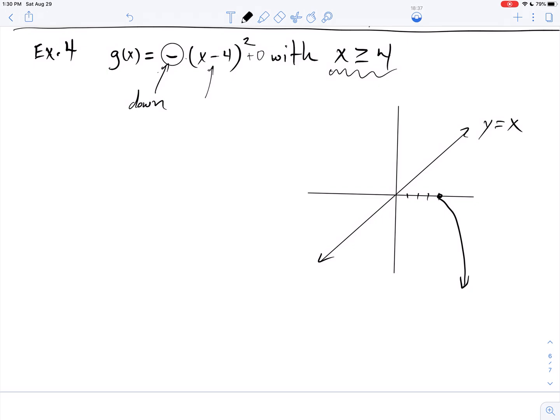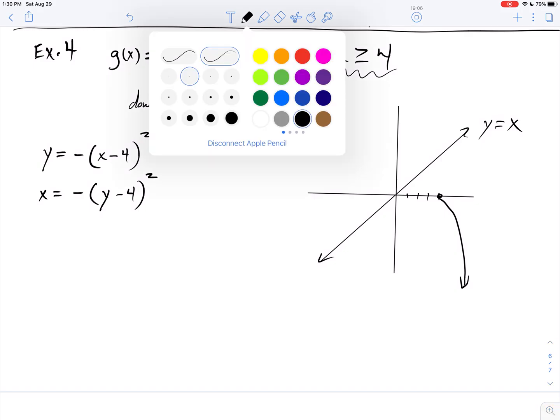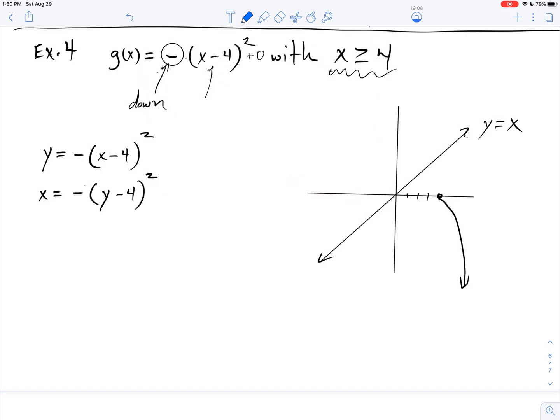Okay, so here we go. Let's find its inverse. We already know what part of the picture looks like, but we have to figure out what goes over here. We don't know what goes over here yet. So let's go find that. What is that thing called? It's called the inverse. So I'm going to switch x and y, but first I'm going to write it in y equals 4. So here we go. X equals negative y minus 4 squared. But I got to get this guy out of the way.